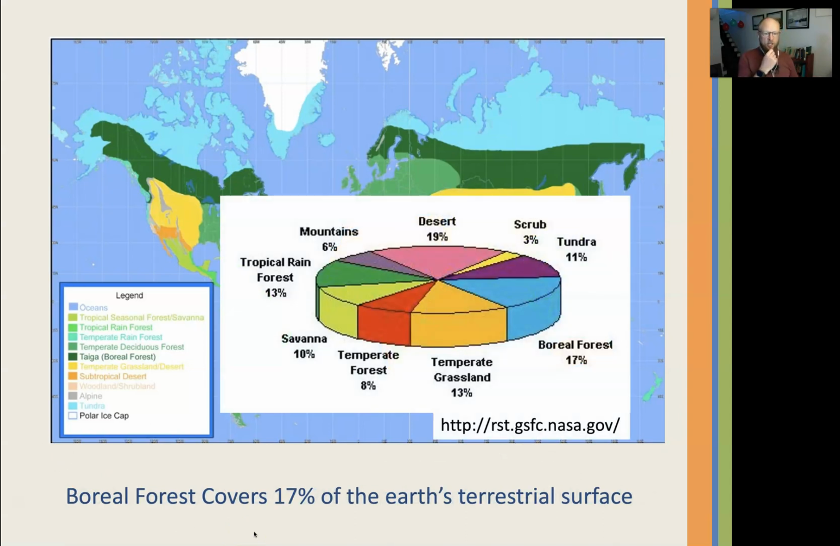And here's that pie chart that we have looked at before. You can see the desert ecosystems are the only ecosystems that cover a larger percentage of Earth's surface than the boreal forest. So it's a really large forest cover type that covers much of the northern part of the world.